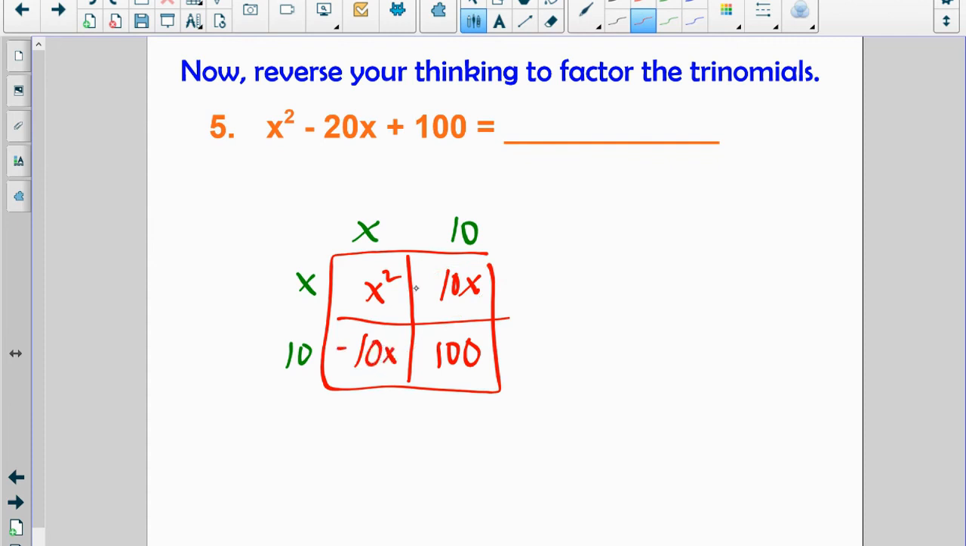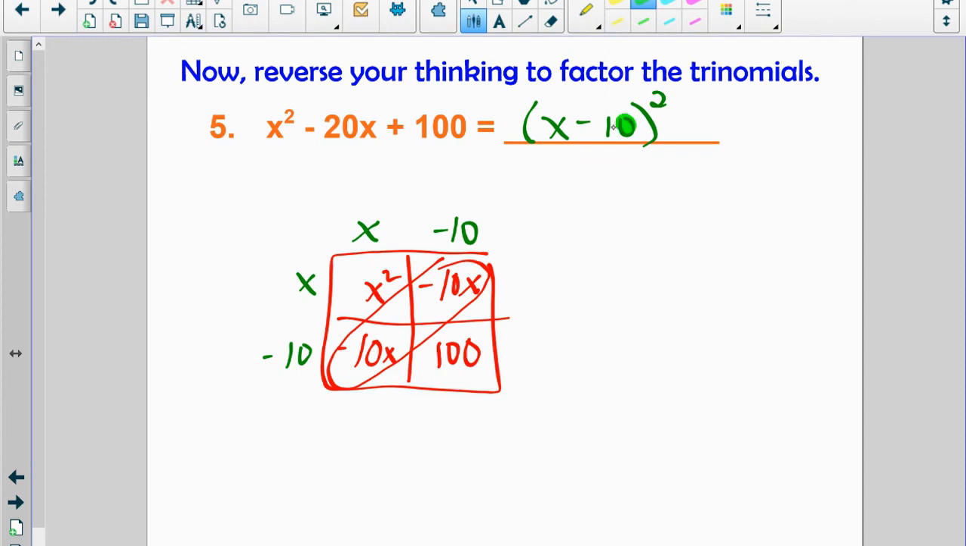Well, maybe you noticed if those were both negatives, that would give us negative 20x, which it does. It also still works to get positive 100 in the last box because a negative 10 times a negative 10 is a positive 100. So that's still fine. So factoring this perfect square trinomial gives me x minus 10 as the length, but also as the width. So I can write it as x minus 10 in parentheses squared. That's how we factor that perfect square trinomial.